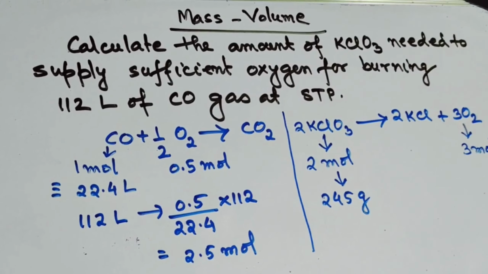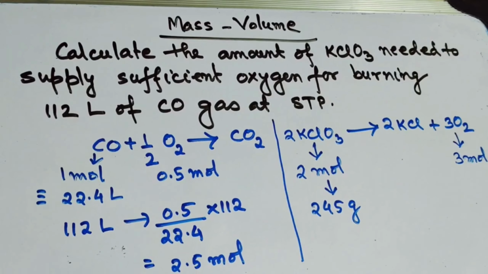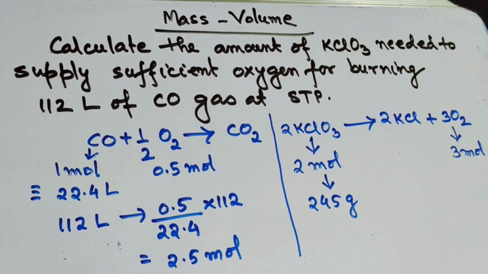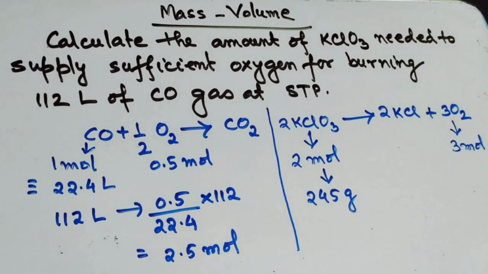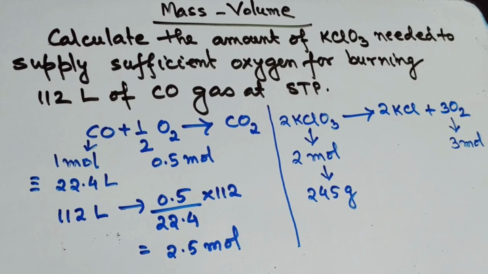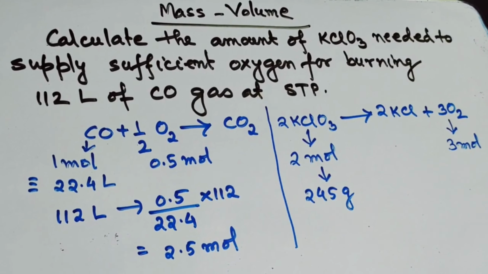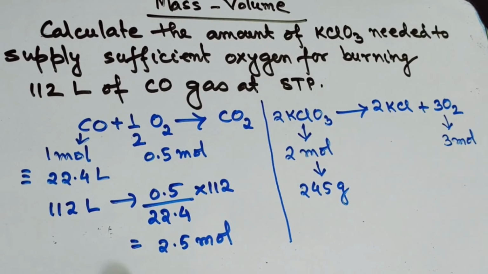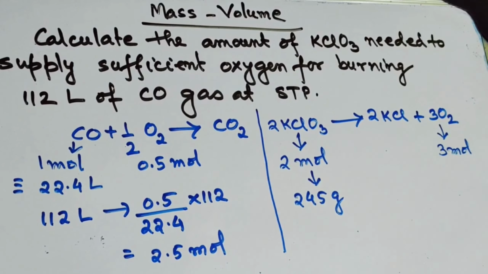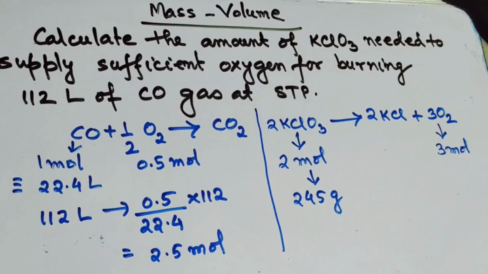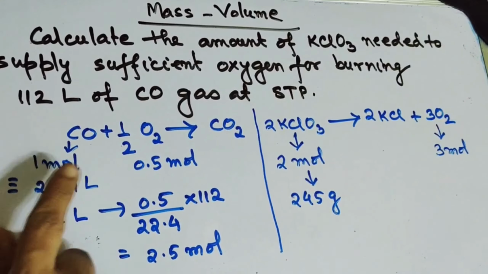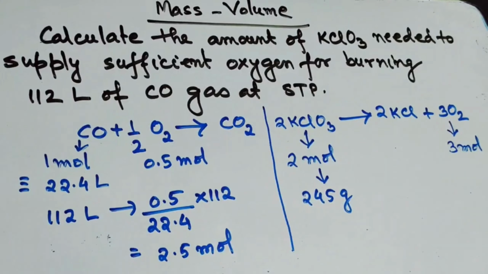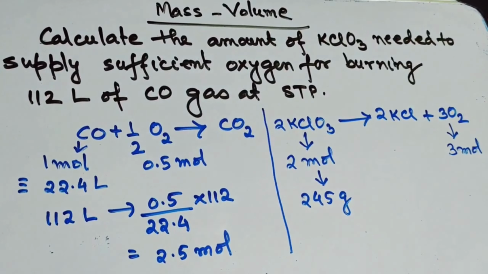Okay, for the mass to volume relation, we have a numerical. Let's see. Calculate the amount of potassium chlorate, KClO3, needed to supply sufficient oxygen for burning 112 liter of carbon monoxide gas at STP. It looks confusing because it has two chemical reactions. See, you are using oxygen for the combustion of CO to form CO2. That means an oxidation reaction is taking place. CO is getting oxidized to CO2.